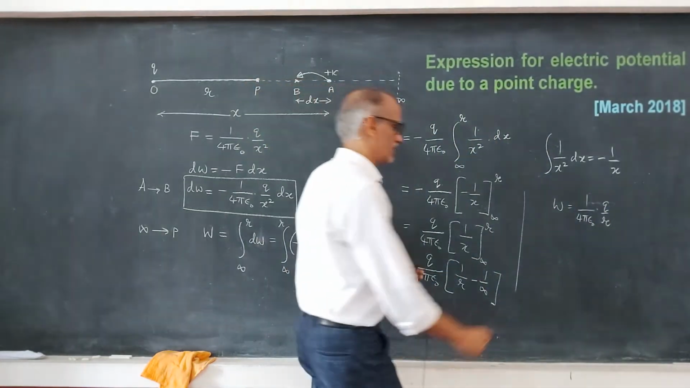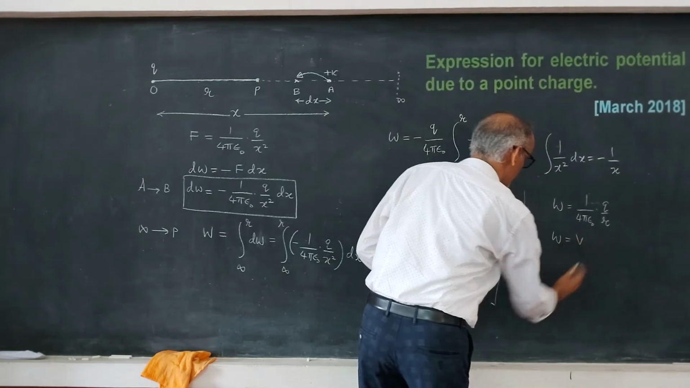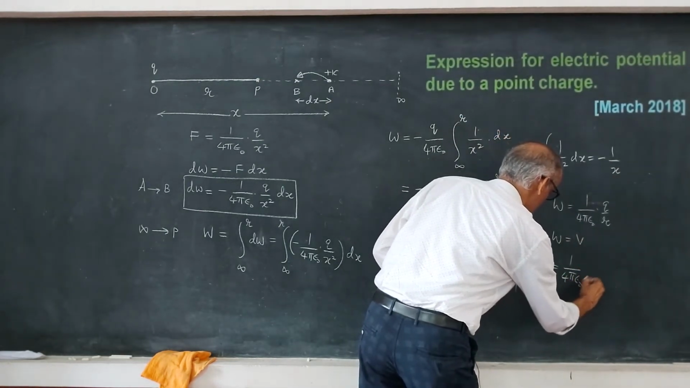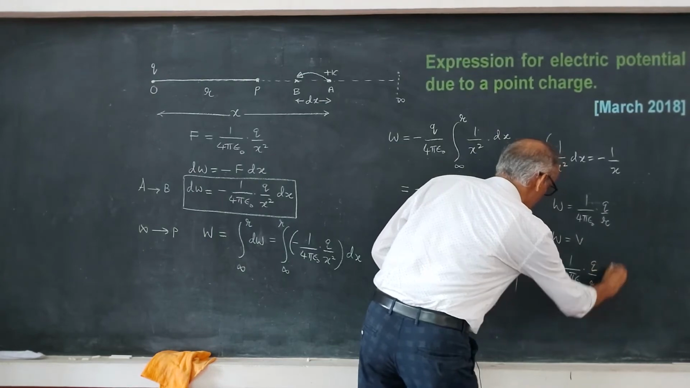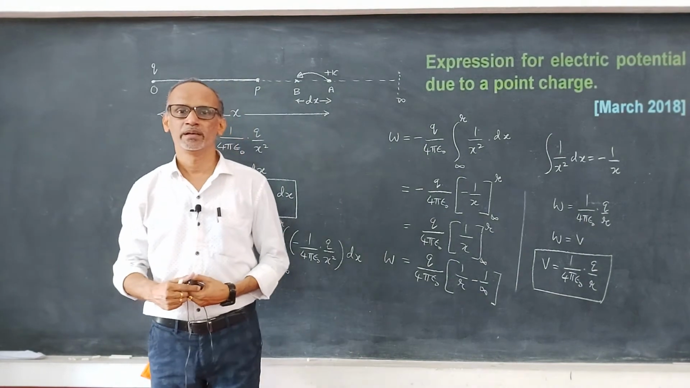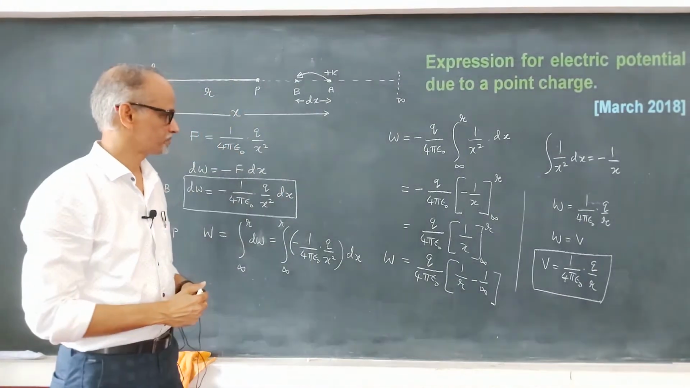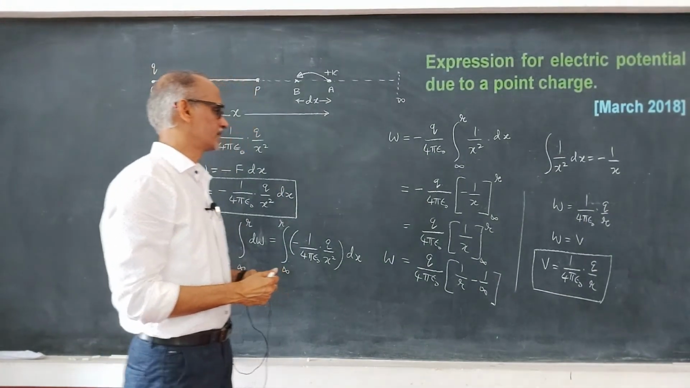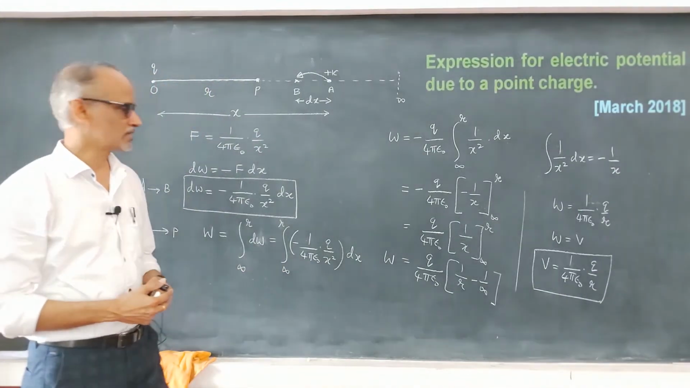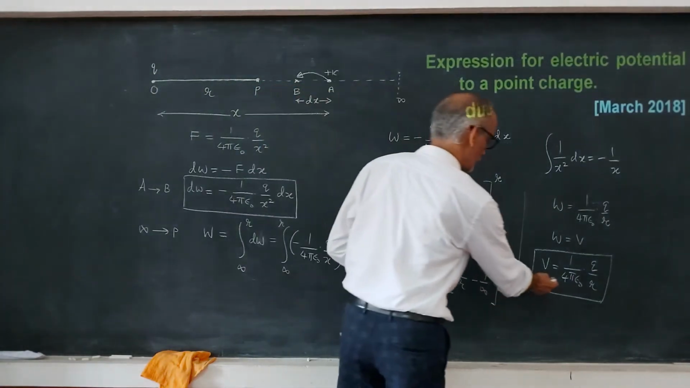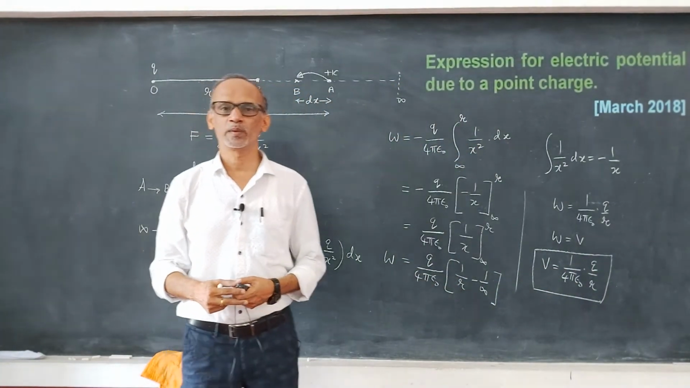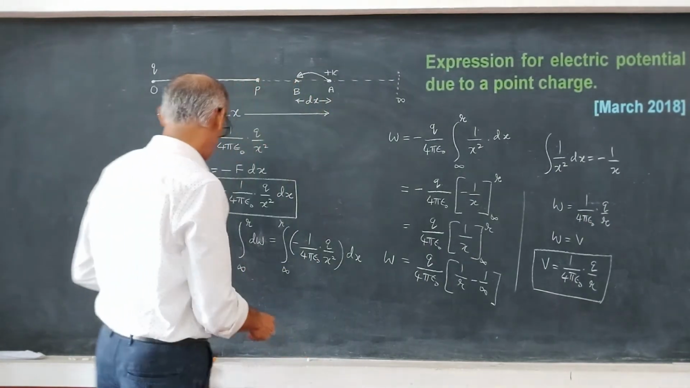But the W itself is equal to V. V means electric potential. So, therefore, V is equal to 1 by 4 pi epsilon naught q by r. So, this is the expression for electric potential at a point due to a point charge. How different this equation is from that of electric field. In the electric field formula, we get E is equal to 1 by 4 pi epsilon naught q by r square. But here we get V is equal to 1 by 4 pi epsilon naught q by r.